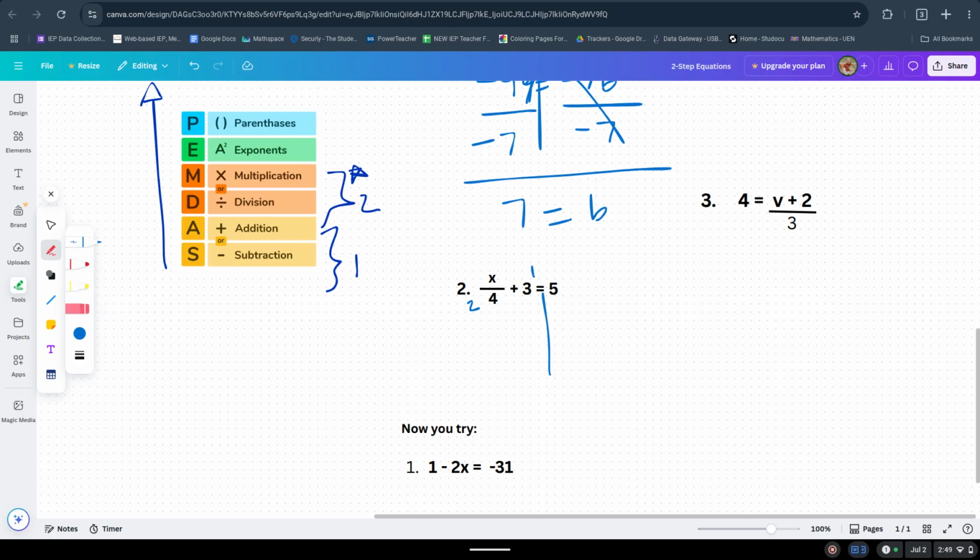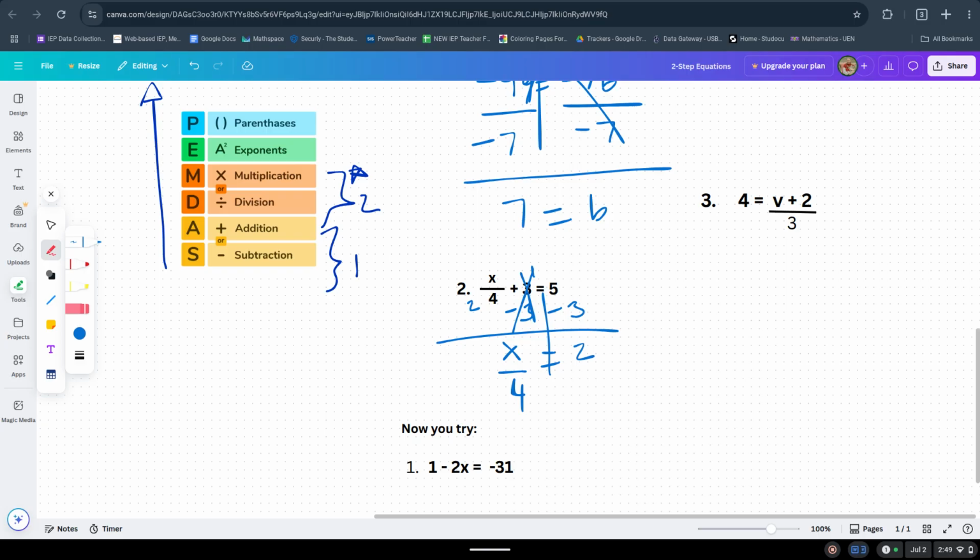Okay, so I'm looking at my first number I need to take care of, that's 3. And what do I need to do to it? It's being added, so I want to subtract it. What I do to one side, I do to the other. 5 minus 3 is 2. 3 minus 3 is gone. So now I'm going to write down what I have left. X divided by 4 is equal to 2.